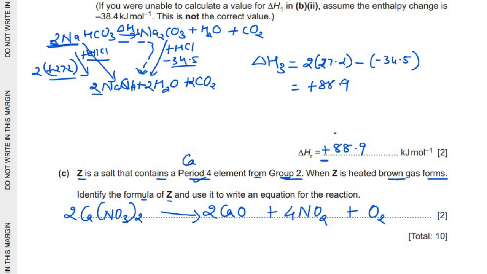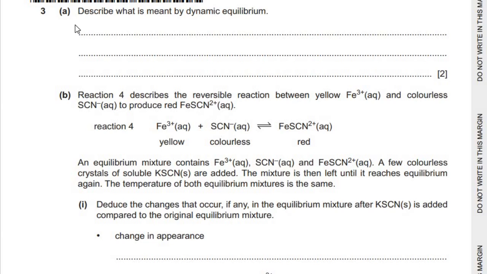You can even balance it otherwise by just adding half here and 2 here. That's how you can also balance it, but this is how I prefer balancing. So here our question 2 also ends. Let's start with question 3. It says describe what is meant by dynamic equilibrium.